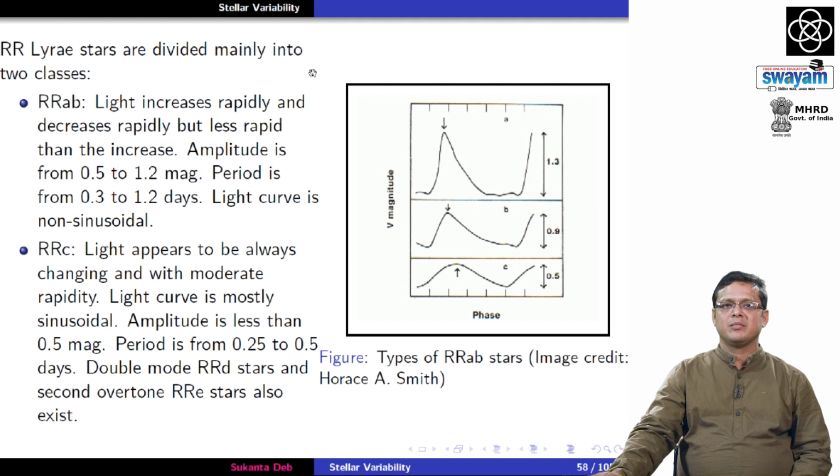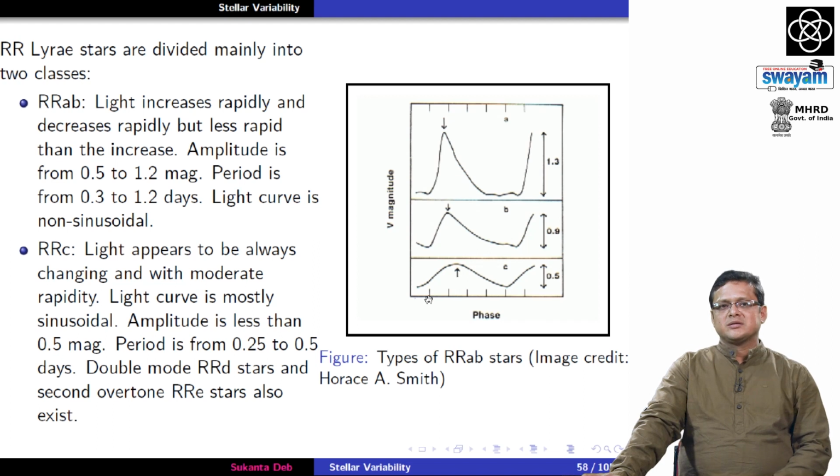RR Lyrae stars are divided mainly into two classes: RRab, where light increases rapidly and decreases rapidly, but less rapidly than the increase. Amplitude is from 0.5 to 1.2 mag, period is from 0.3 to 1.2 days, and the light curve is non-sinusoidal. Now, this a and b are known as the Bailey types, and recently both of them are clubbed together and designated as RRF stars.